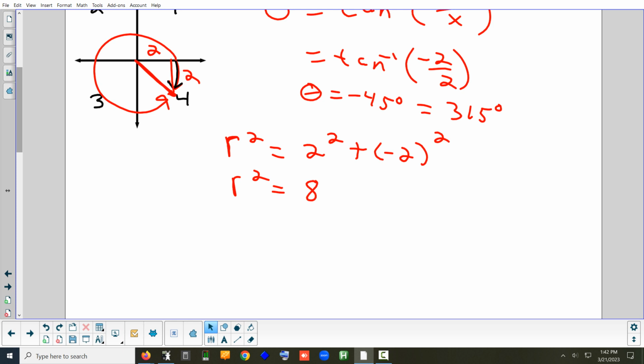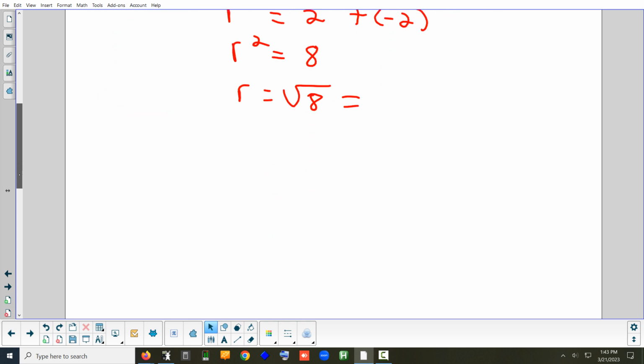Tony, what do we do now to get r by itself? Square root again. So r is the square root of 8. And what does the square root of 8 simplify to? I don't mean write it as a decimal, I just mean reduce it. It's something with square roots. This one will not be a fraction though. 2 square root 2.